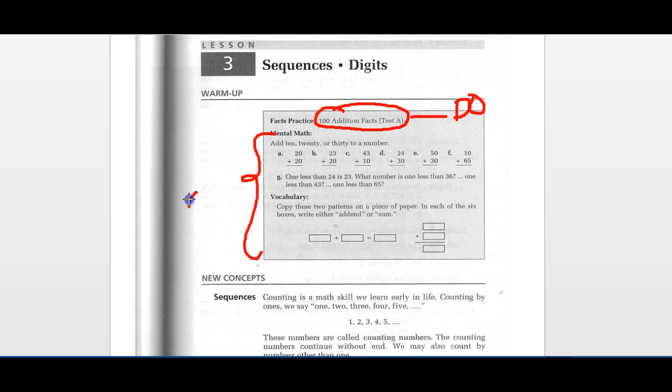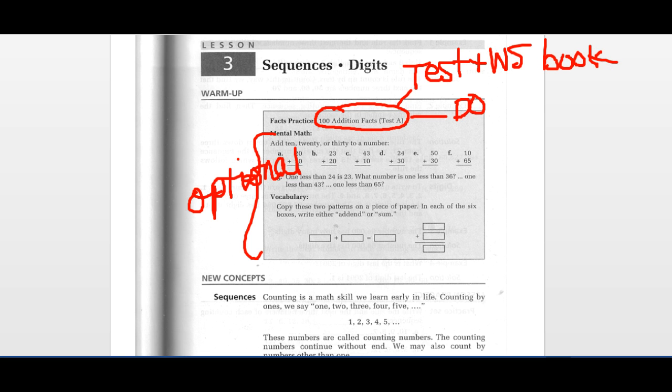This part is optional. Depending on your son or daughter's math proficiency level, you might want to do some of it, you might want to do all of it. It's up to you. But the fact practice, unless I've stated differently, they need to do. The fact practice, it's kind of confusing because it doesn't give you any information of where this fact practice is. This is in the tests and worksheets book.